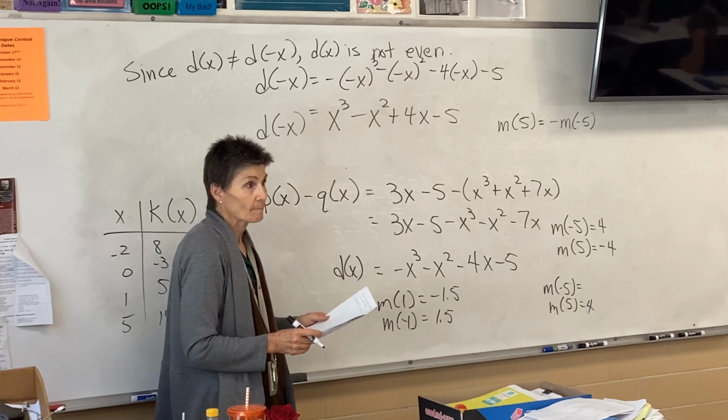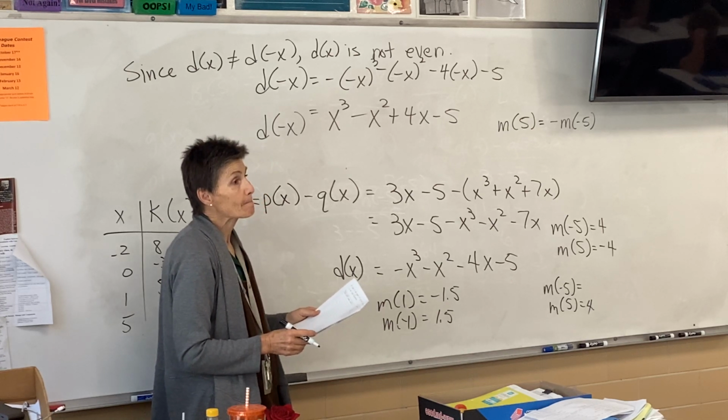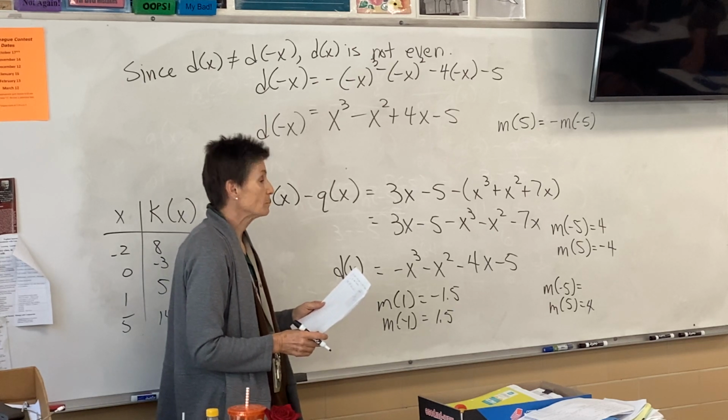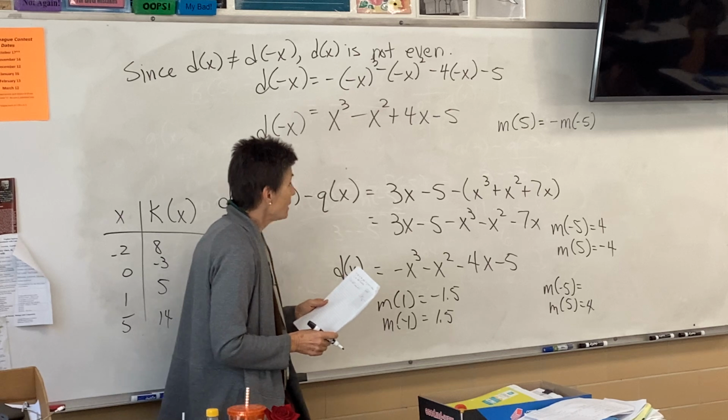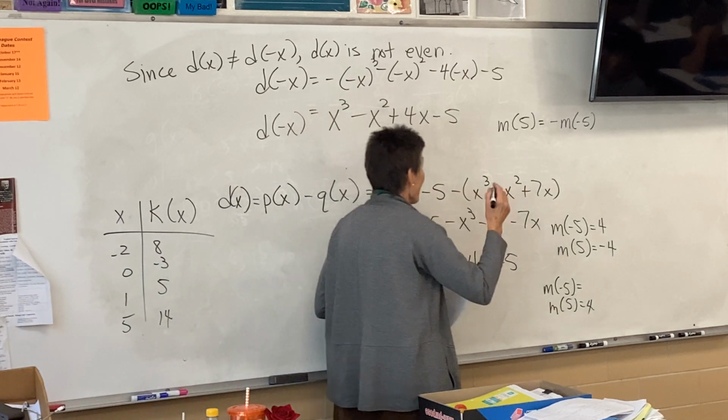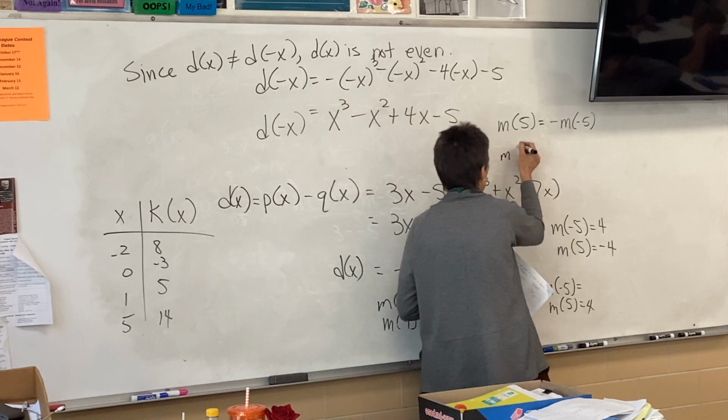Okay? Julia? When we were finding m of 5, why did you write m of 5 is equal to negative m of negative 5? Well, I was thinking it through in my head. The easiest thing to do is find m of negative 5 on the picture.